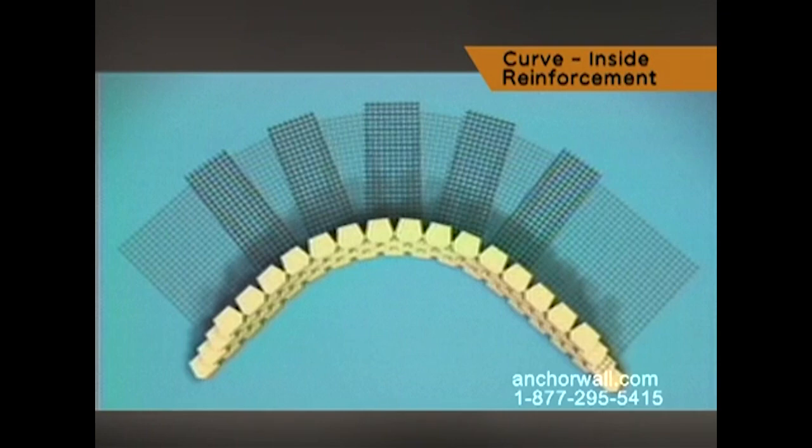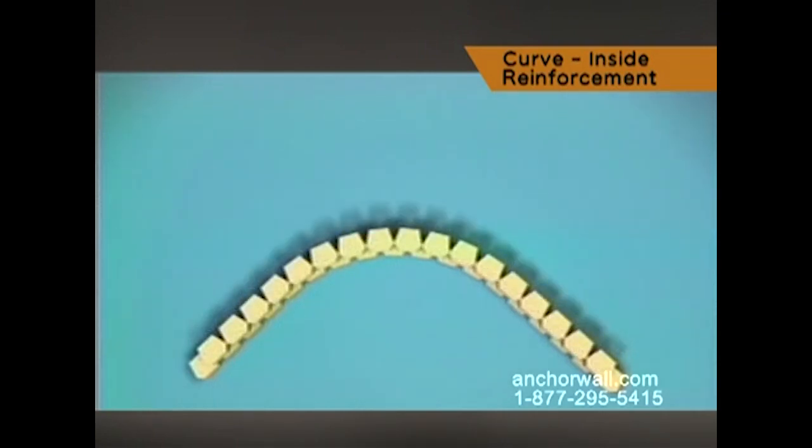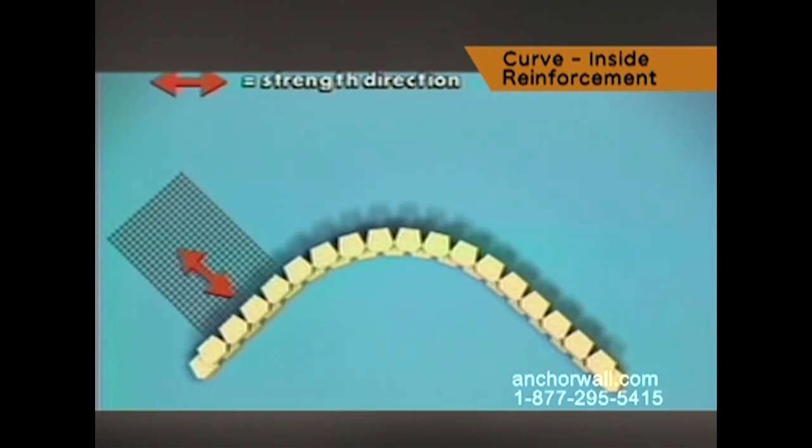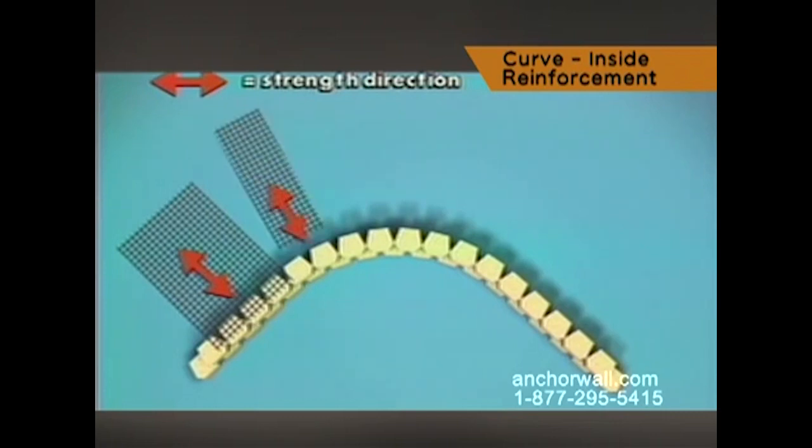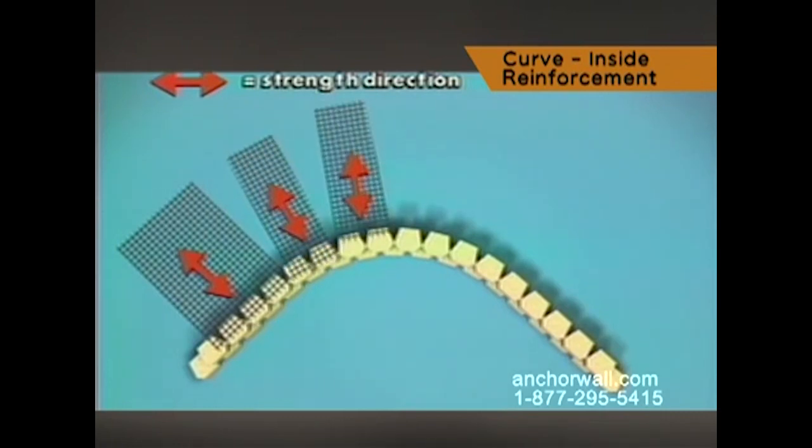To install reinforcement on an inside radius curve, first check your wall plan. Cut the reinforcement to the required lengths. Lay the segments of reinforcement within 1 inch of the face of the wall, making sure that the strength direction of each section is always perpendicular to the wall face.